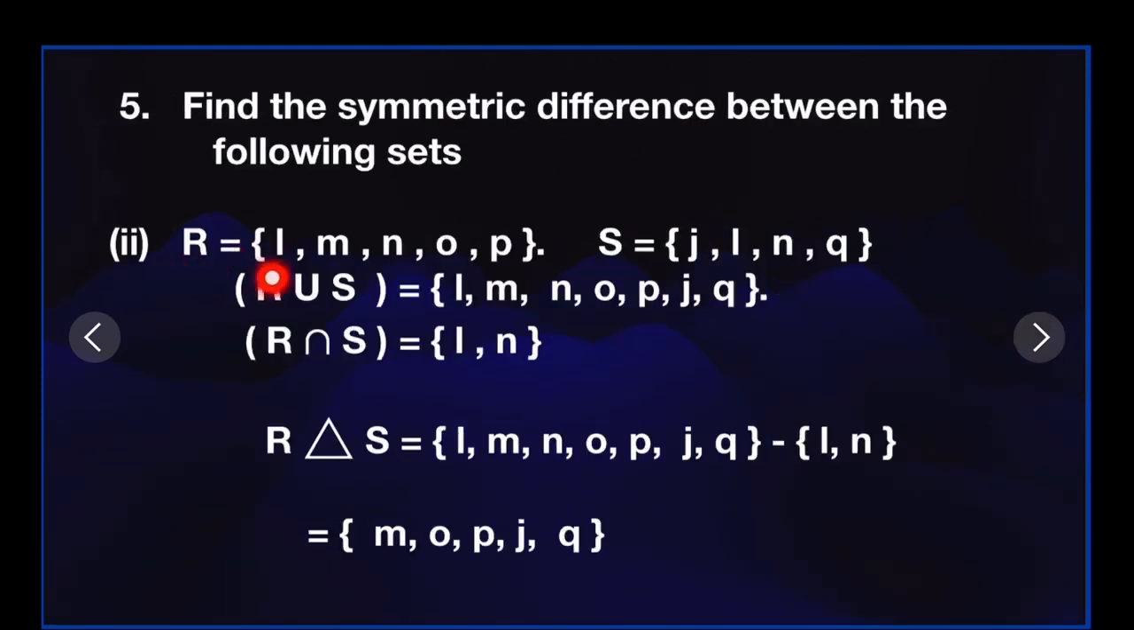Number 2, R is equal to L, M, N, O, P, S is equal to J, L, N, Q. So first find the union of both the sets, write down all the elements without repeating any elements, then find out R intersection S, write down the common elements, then do R delta S, that is the R union S minus these elements L and N. So whatever is remaining is the answer.